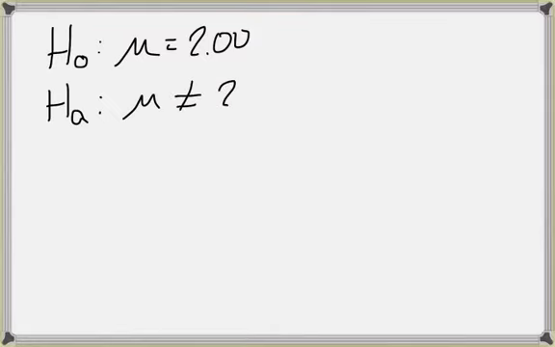So first of all, we have to go along with this. H sub O is mu equals 2.00. H sub A, mu is not equal to 2.00. So the company maintains that it keeps a diameter of 2. Someone wants to test that this is true. So they're claiming for the alternate that it is not. And we're testing this at an alpha level of 0.05. Okay? So this is our information that we have to go on here.